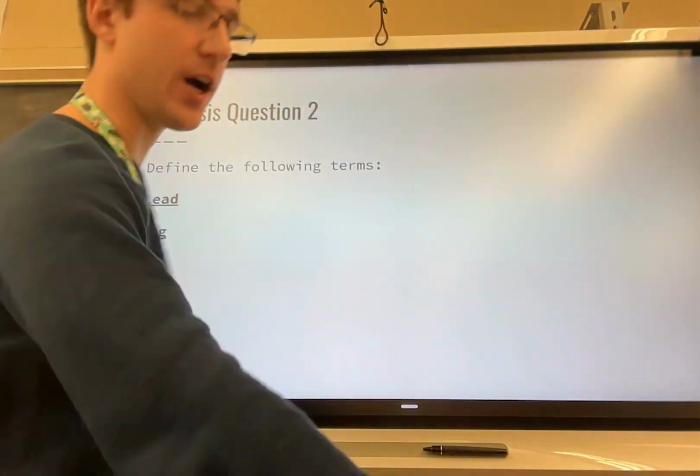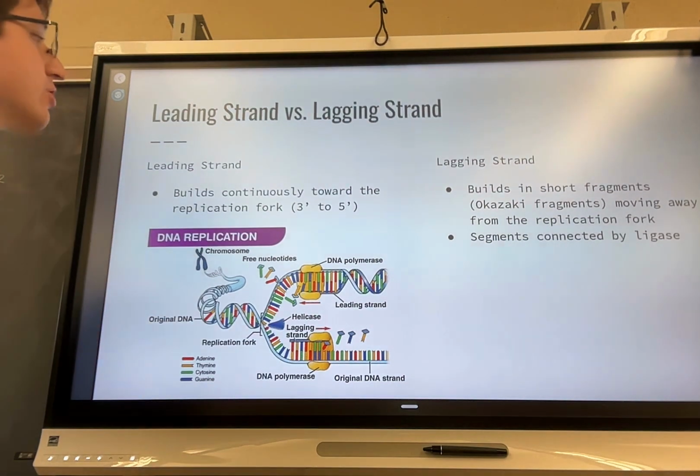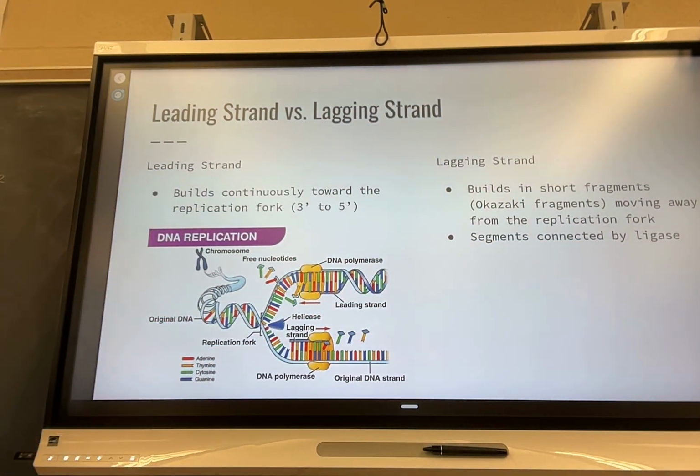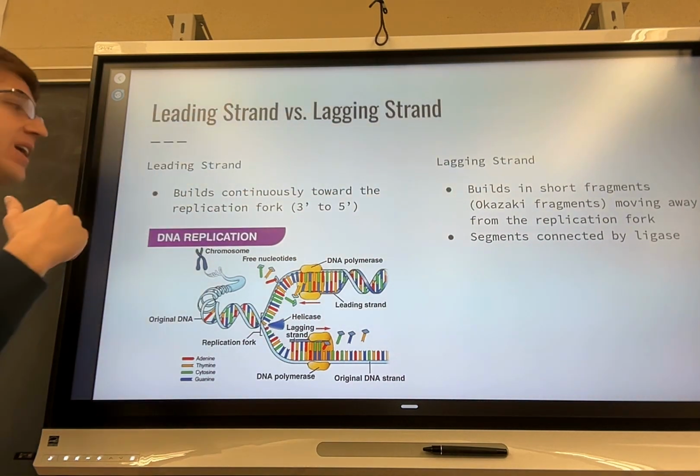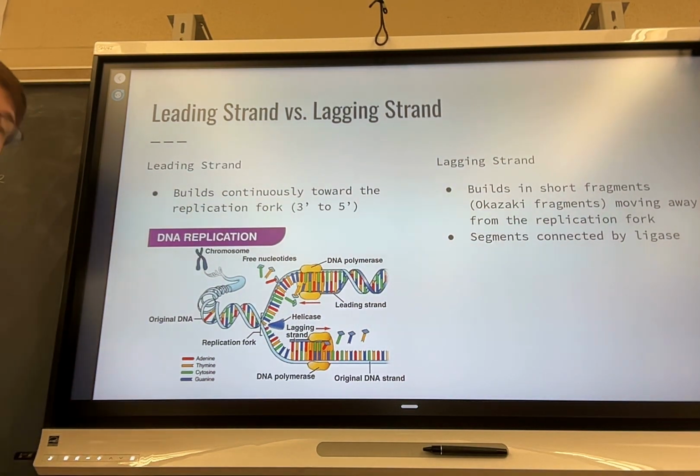So then if we talk about the leading and lagging strands, these are going to be the 2 sides of our DNA whenever we split it open. So the leading strand is going to build continuously towards the replication fork. Usually this is from the 3' end to the 5' end. What do I mean by 3' and 5'?